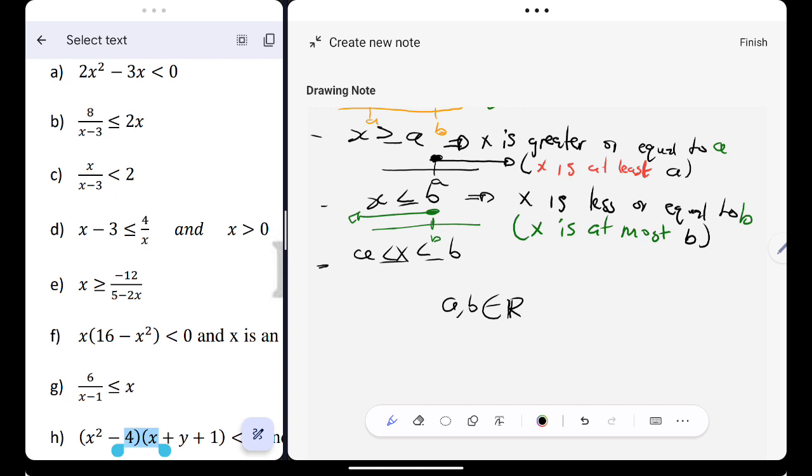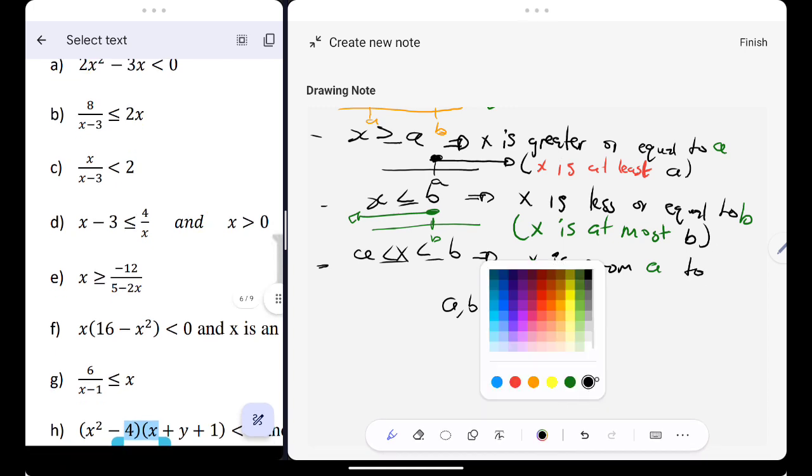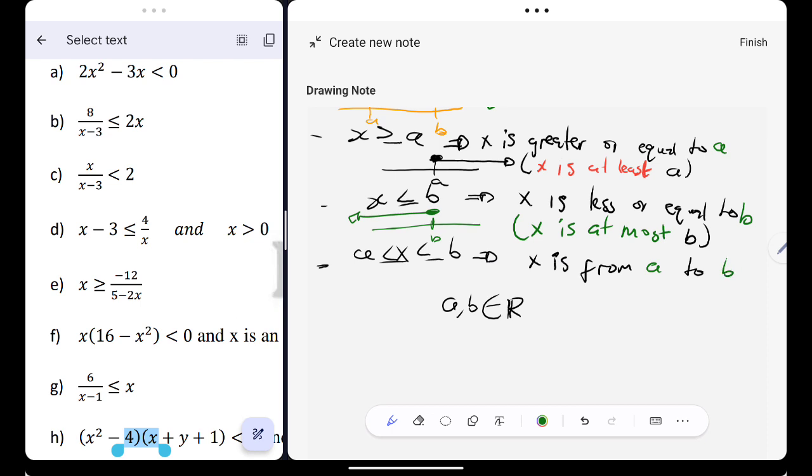All together. And then the last one, this one we don't say x is between because the critical values are included as well. You just say x is from A to B. And how do you represent it on a number line? Just put A here and B, both of them are included, like this. This is how you represent this on a number line.